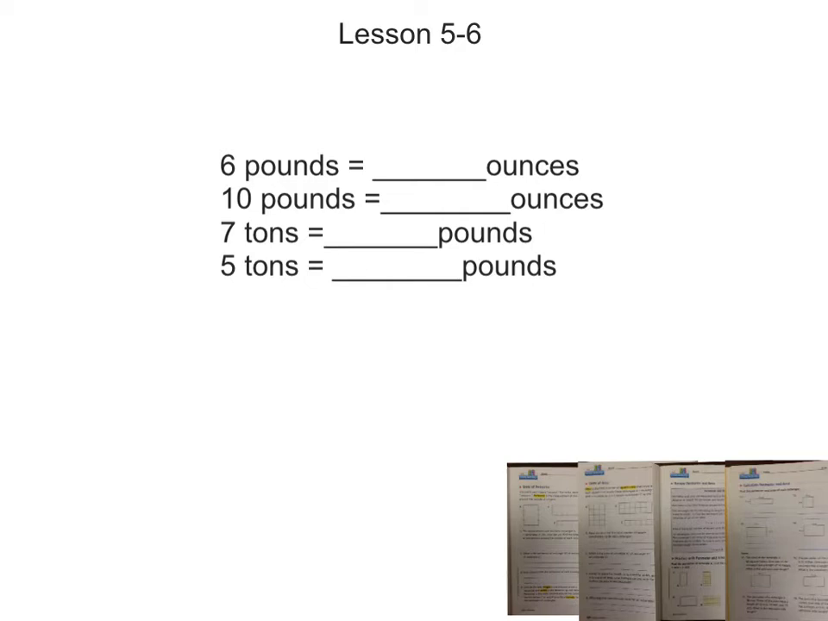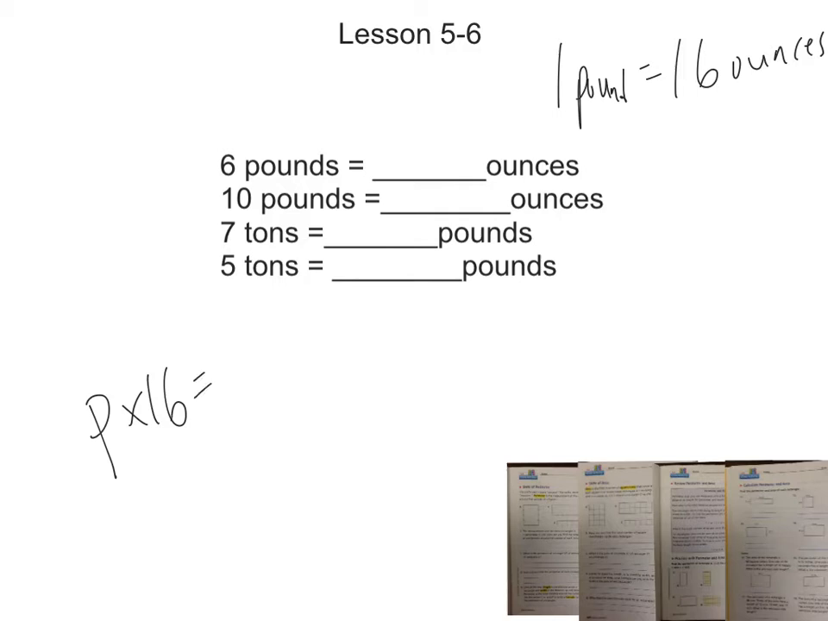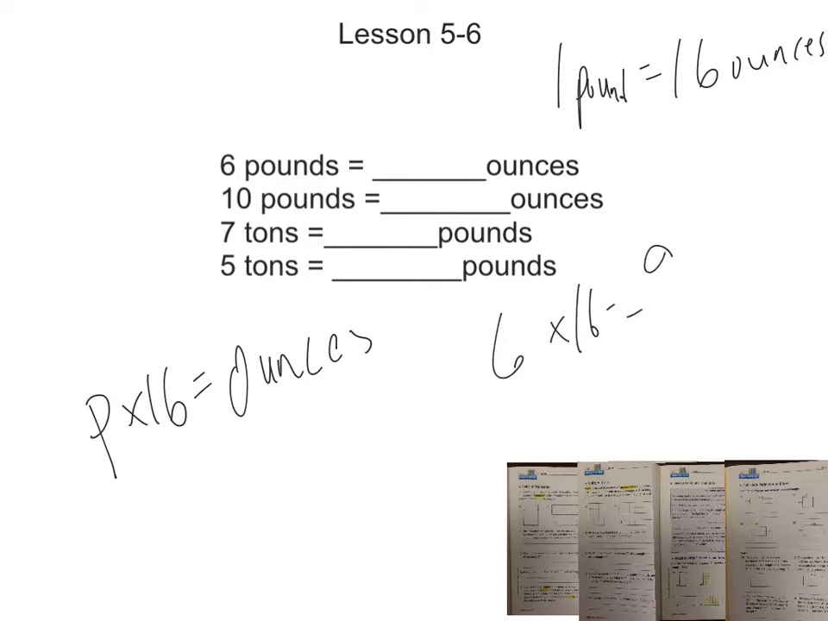Alright, so you should know that there are 16 ounces in a pound. So 1 pound equals 16 ounces. So if what it tells you is, let's say P for pound times 16 equals ounces. So in this case, P for pounds is 6, so times 16, you get 96 ounces. For 10 times 16, you get 160 ounces.